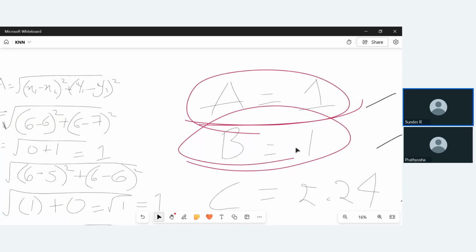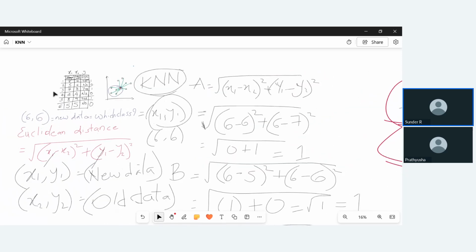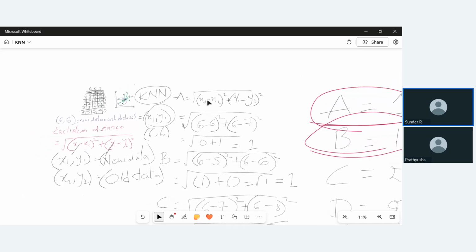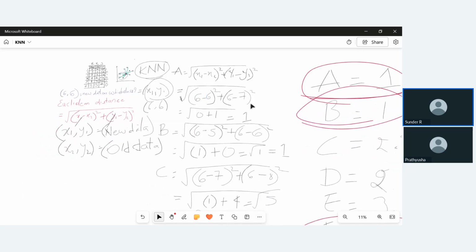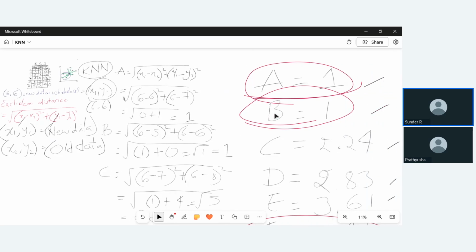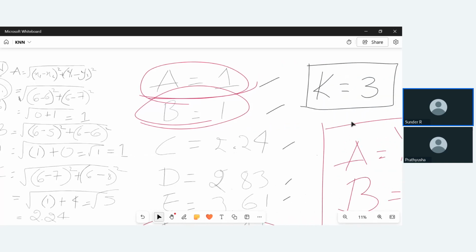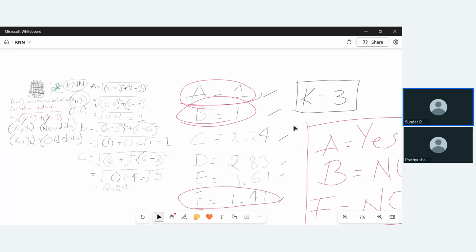So what is the B value? It is also 1. Now what is the B value? That is 5 comma 6. What does it represent? Understand that first we have to find the distance formula. After finding the distance formula, we will have to set the clusters. Sorry, we will have to find the k values. K values are nothing but how many neighbors you are going to consider. In this case, we have considered only 3 values. So we have to find the minimum value of the distance.